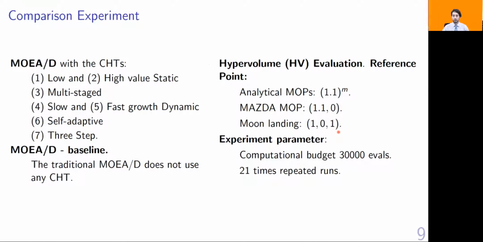Our experiment parameters that we will highlight here are the computational budget. We kept it very small to 30,000 evaluations, and we repeat each algorithm with constraints for each problem 21 times. And also we consider the repetitions for MOED, the baseline.